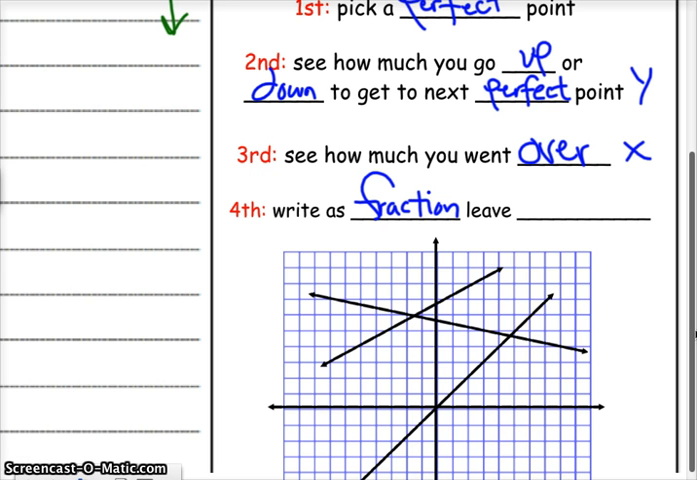Here's the biggie. You must leave improper. Remember I told you that it's going to be super important? Now here it comes. It's all getting real. You have to leave things improper. Have to. I will give you no credit if you turn it into a mixed number.